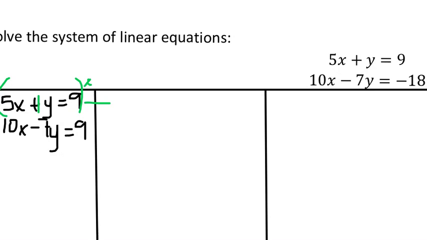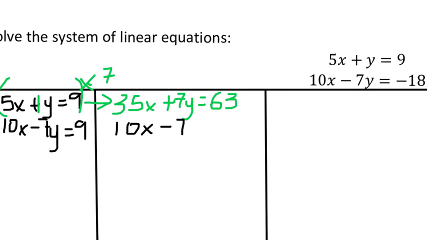Now this equation is going to change. It's now going to become 35x plus 7y equals 63, because 5 times 7 is 35, 1 times 7 is 7, and 9 times 7 is 63. Then I bring the other equation to the bottom, and in this case I did not change it, so I'll leave it alone. 10x minus 7y is equal to -18.